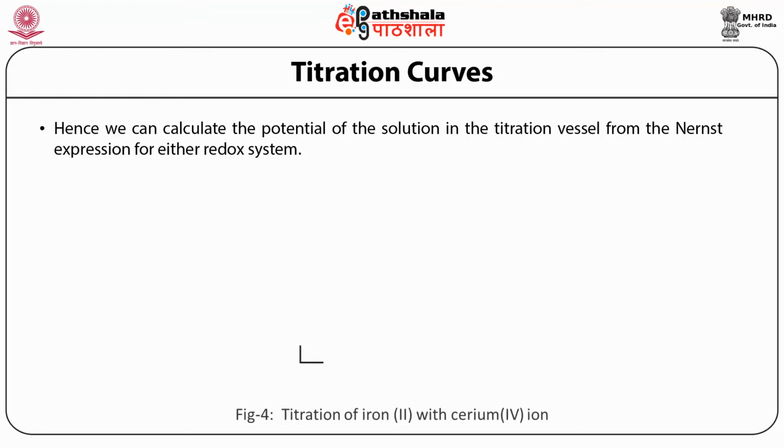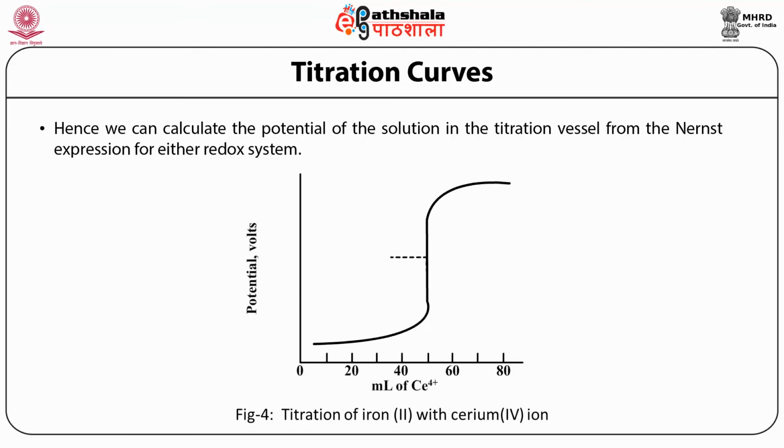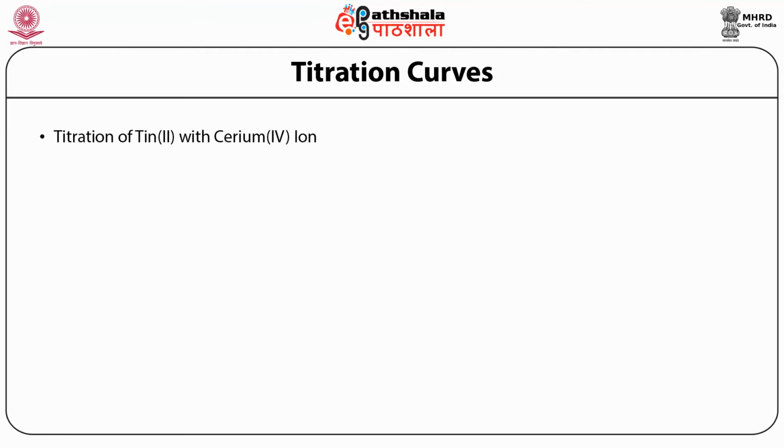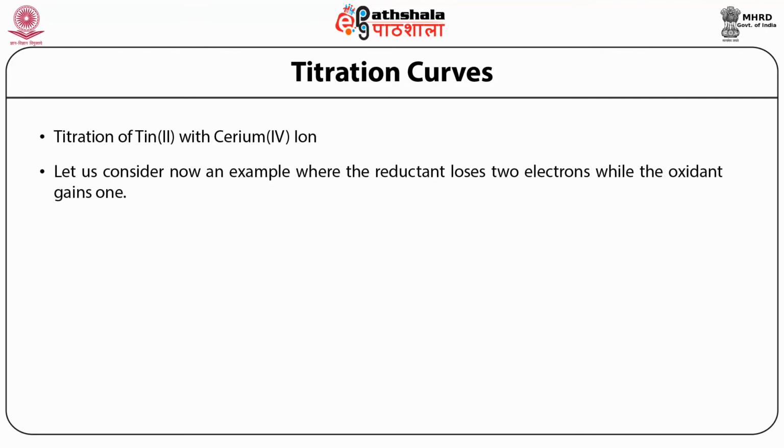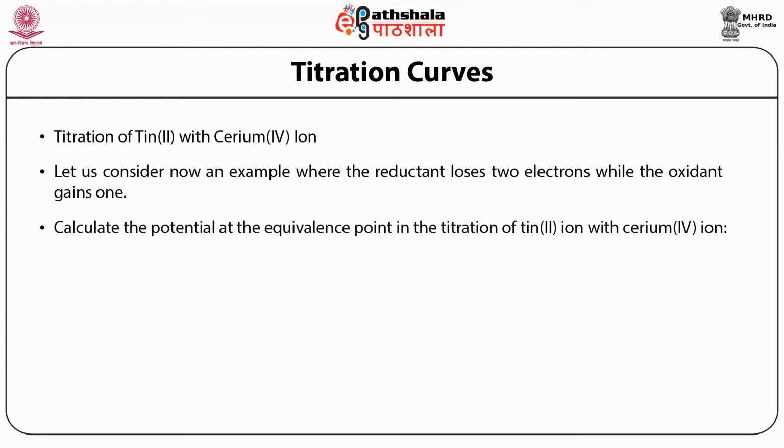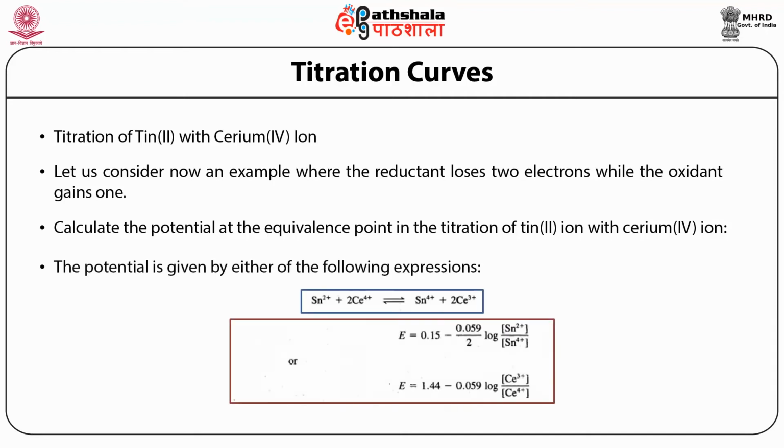Here this graph shows the titration of iron with the cerium ion. Now the titration of tin 2 with the cerium 4 ion. Let us consider an example where the reductant loses 2 electrons while the oxidant gains 1. Calculate the potential at the equivalence point in the titration of tin 2 ion with the cerium 4 ion. The potential is given by either of the following expressions given here.